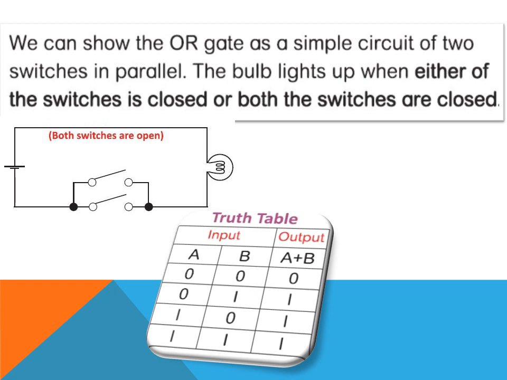Now if the first switch is on and the second switch is off, that means the input is 1 0, then obviously the circuit is closed and current will pass through the bulb and the bulb will glow, so the output will be 1. Again, if the first switch is off and the second switch is on, that means the inputs are 0 1. Look at the truth table. If the inputs are 0 1, then also one switch is on, so current will flow, so the bulb will glow, so the output will be 1.